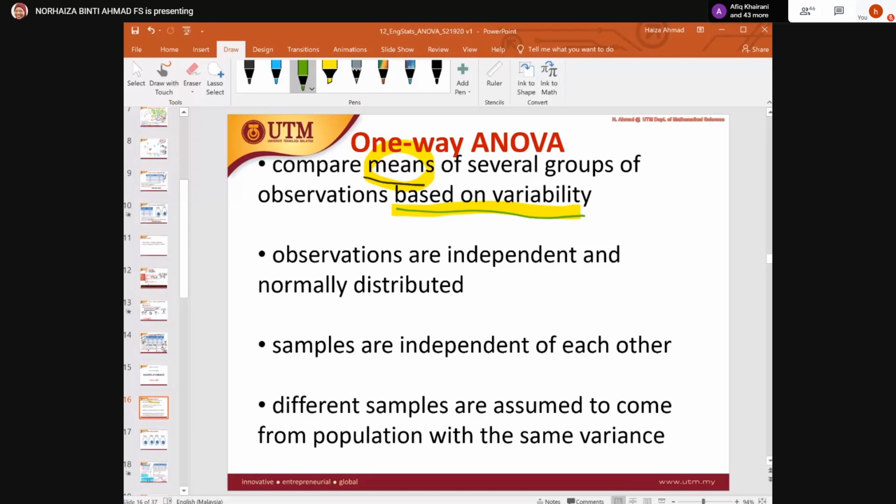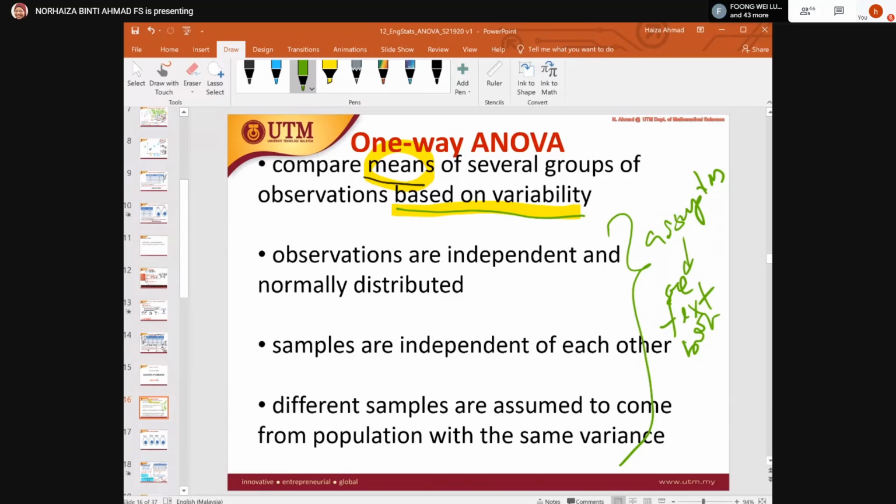Okay. So these are the assumptions that you need to follow when you do your Anova. Observations are independent and normally distributed. Samples are independent of each other. And different samples are assumed to come from populations with the same variance. You can see this in your textbook, or you can just search for the assumptions of Anova.